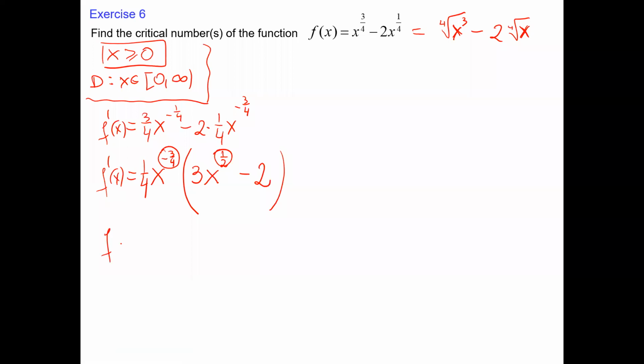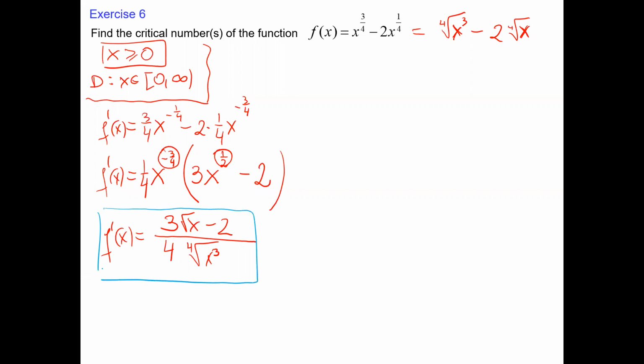Okay, let's rewrite as a fraction. 4 will go in the denominator with the 4th root of x cubed, and 3 x to the power of 1/2 is the square root of x. I can rewrite it like that. Let's make it smaller. Okay, this is our derivative. And we almost see the zeros from the denominator and numerator. Okay, but let's do the condition.